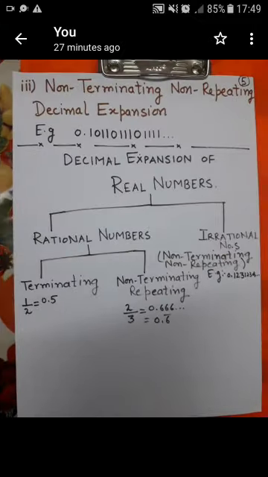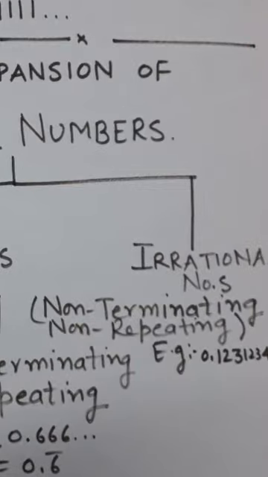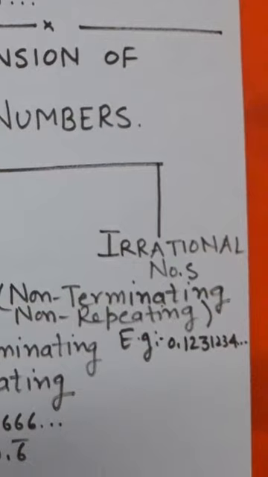Rational numbers have two kinds of decimal expansions: one terminating and the other non-terminating repeating. Now, the decimal expansion of an irrational number is non-terminating. We are not going to get remainder 0, and also it is non-repeating. The same numbers are not repeating again and again. See here as an example, 0.123, 1234, 1235, 1236 and so on. We are not going to get remainder 0, and we are not getting the same numbers again and again. There is a slight change.